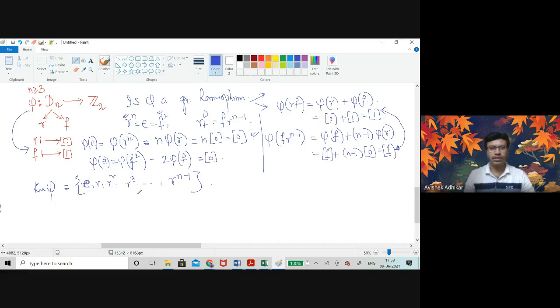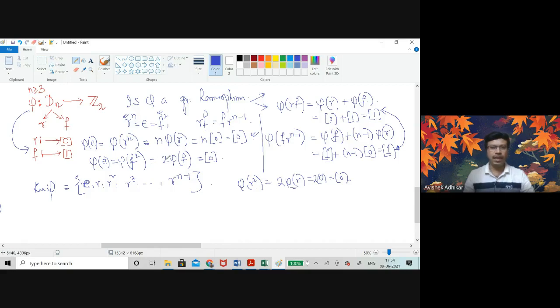So all rotations. You can understand why: what is phi of r square? This is 2 of phi of r, and phi of r is already 0, so it's already 0 plus 0. So r square is also within the kernel of phi. Similarly, r to the power n minus 1 is also there.